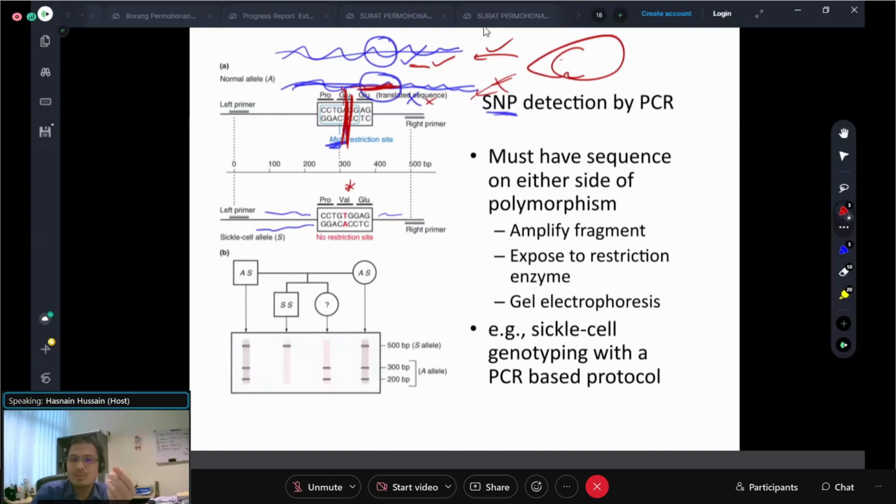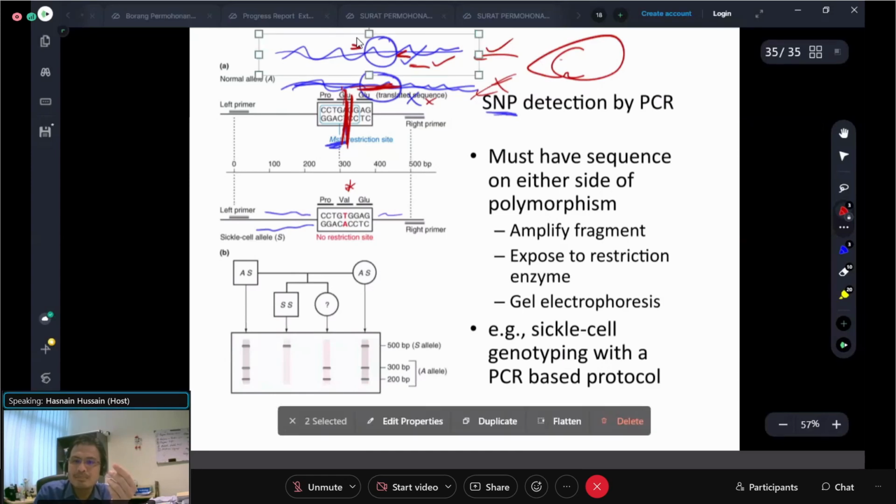When you do a PCR, you need to form a primer here and then a primer here. Because these sequences are on homologous chromosomes, the same primer can be used here. It will also recognize this position. So you amplify this region only. This is what is meant by left primer and right primer. So you only amplify this region.